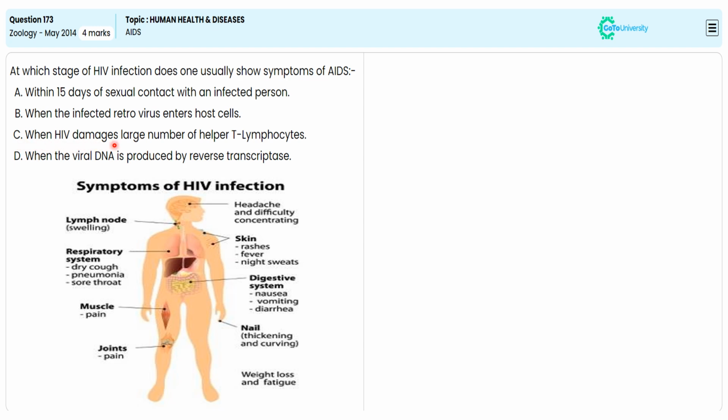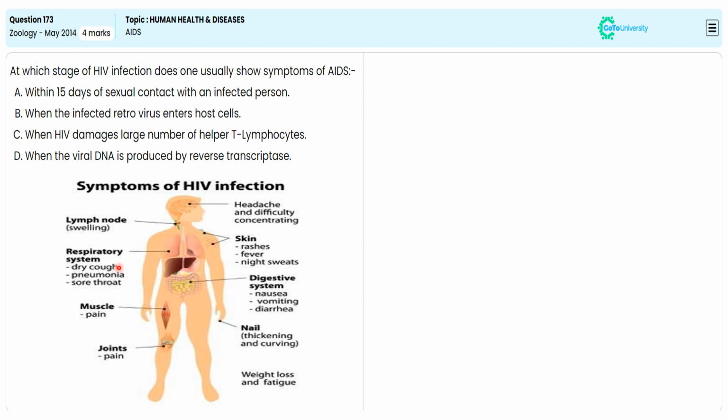When HIV damages the large number of helper T lymphocytes, why are we avoiding options A, B, and D? Because they are not satisfying the symptom conditions of AIDS because of the HIV. So we are choosing option C as the correct answer to secure 4 marks.